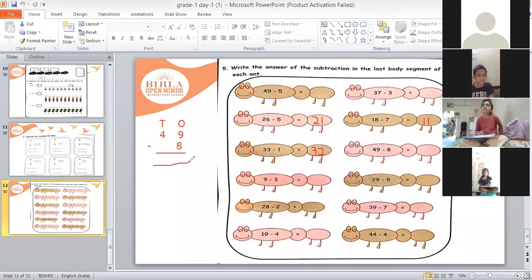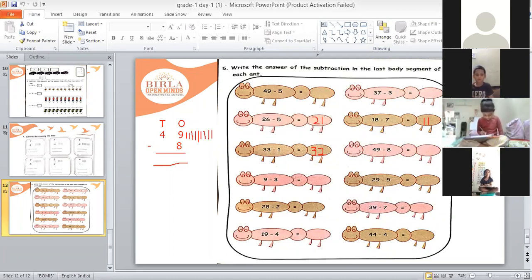So how many lines we will draw? 9. We will draw 9 lines. And how many lines we will cut? 8. Very good. So children, see here, in front of minus sign number is 8. So we will cut 8 lines. Okay. We will draw here 9 lines and we will cut 8 lines. So we'll start drawing 9 lines now. 1, 2, 3, 4, 5, 6, 7, 8 and 9.